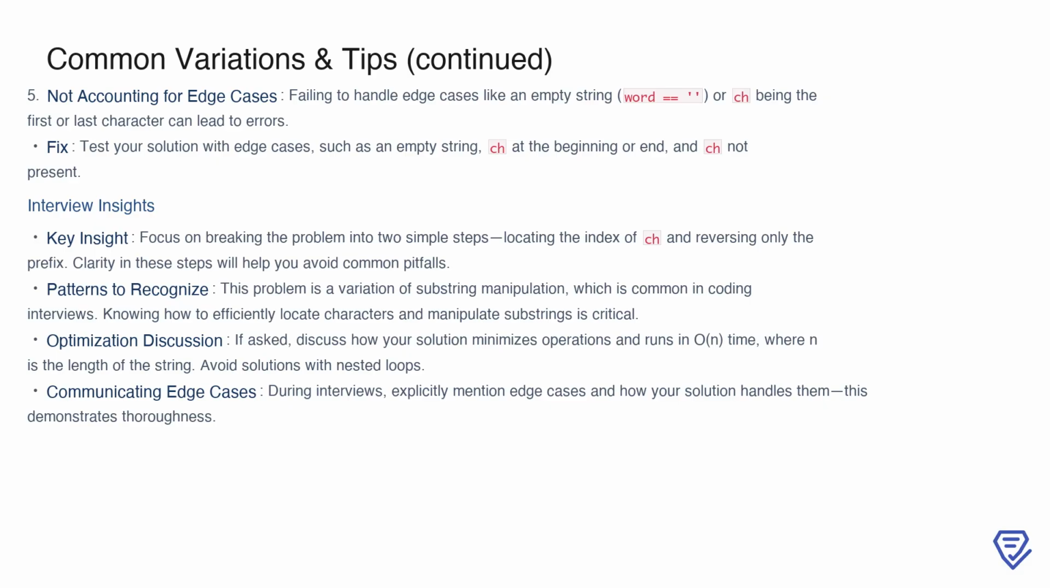Recognizing the underlying pattern is also valuable. This problem is essentially a variation of substring manipulation, which is a frequent topic in coding interviews. Efficiently finding characters and manipulating substrings is a skill worth mastering. Moreover, if the interviewer asks about optimization, emphasize how your solution minimizes operations, achieving a linear time complexity of O(n). Lastly, clearly communicating how your solution handles edge cases can leave a strong impression. It demonstrates both thoroughness and attention to detail.